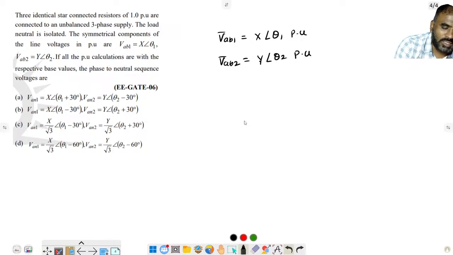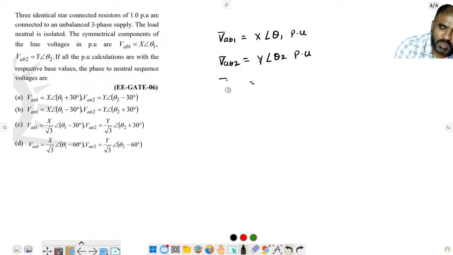So what is it asking? The phase to neutral sequence voltages, that means VAN1. What is the phase voltage? Line voltage by root 3, but that is in actual form. In per unit form, the division by root 3 will not come. Okay, so VAN1 equals what?